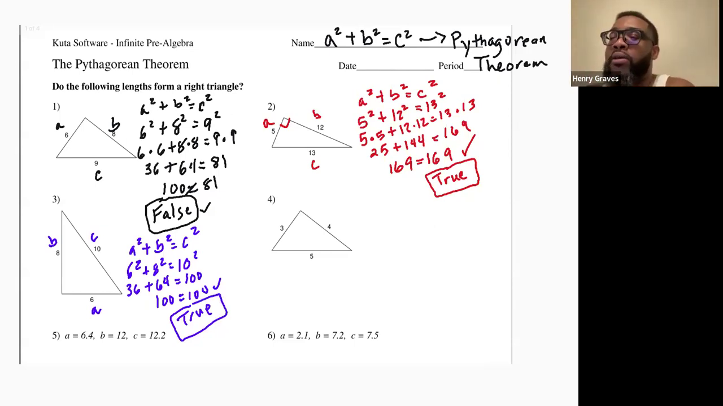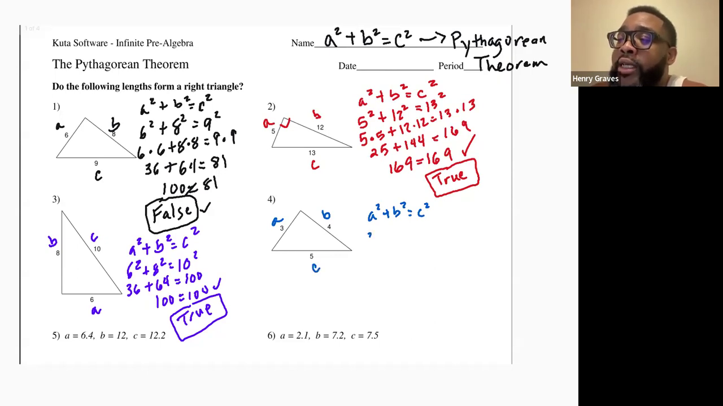Now number 4, I already know that this one is true. Please, how do I know? Well, again, the formula: a squared plus b squared equals c squared. A, I know, is going to be the smallest side. Then the second biggest side is going to be 4. And the biggest number is going to be c, which is 5. So I plug in my numbers. 3 squared is going to be 9. 4 squared is going to be 16. And 5 squared is going to be 25. For those of us who know mental math, we know 25 is equal to 25. So this is also true.